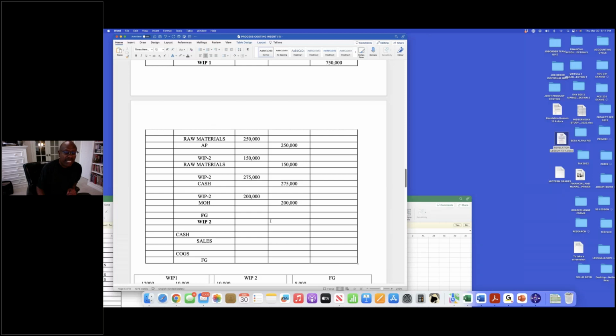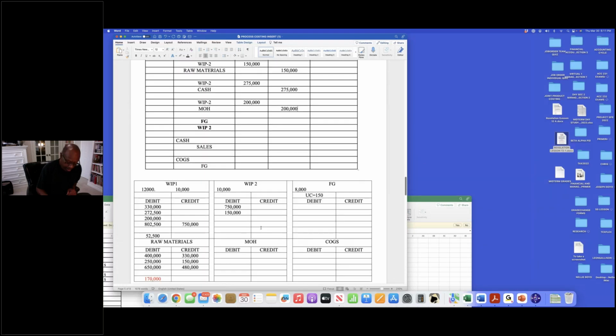So 275, 200,000. How much are we going to transfer out? If I add up all of these, how much is it? 750, 150, 275, and 200. I got 1,375,000. So this is 1,375,000. How much of this cost is going to go to finished goods?